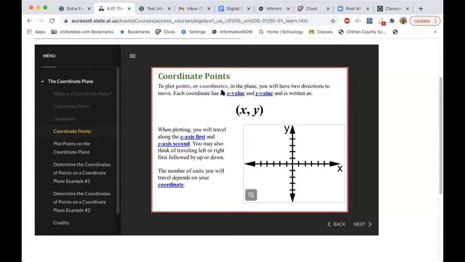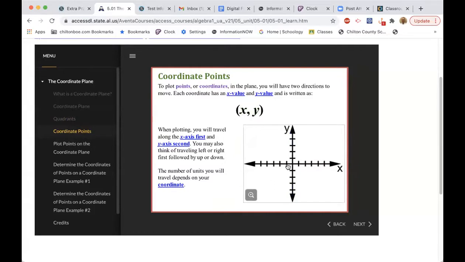To plot points or coordinates in the plane, you will have 2 directions to move. Each coordinate has an x value and a y value. It's always written x, y. When plotting, you will travel across the x-axis first and the y-axis second. You may also think of traveling left to right first, followed by up or down. The number of units you travel would depend on your coordinate.